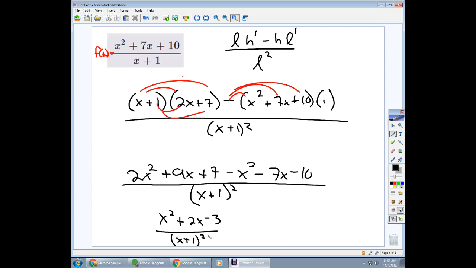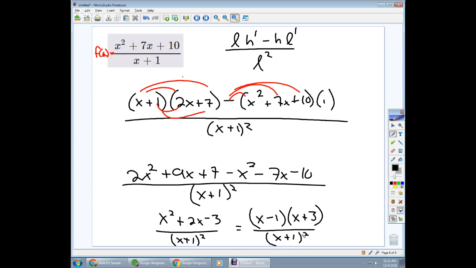And that might factor. x plus 1, x minus... No, it doesn't. No, it's x minus 1, x plus 3. Oh yeah, you're right. All over x plus 1 squared. Yeah, so it factors.